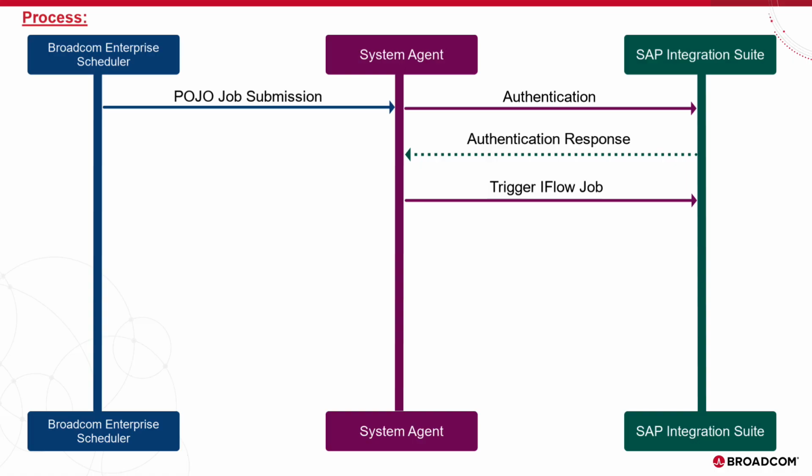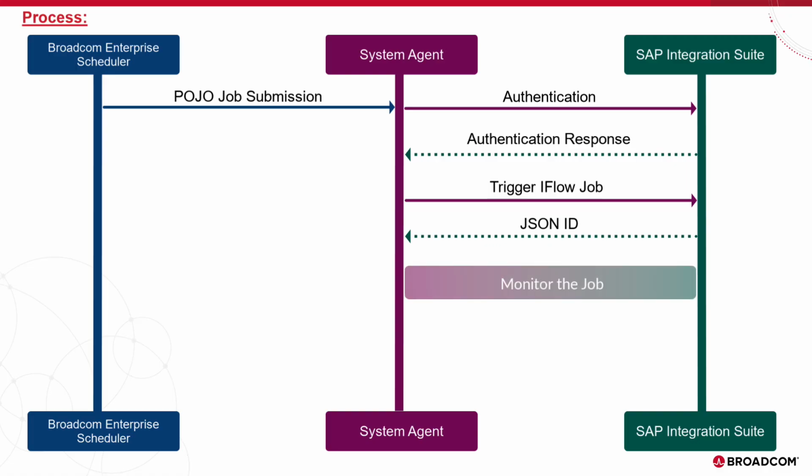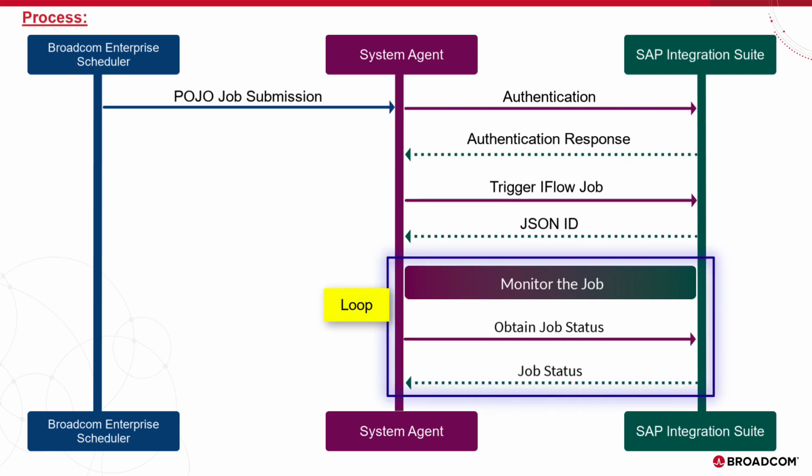SAP Integration Suite identifies the specified integration flow and initiates execution. SAP Integration Suite returns a JSON response containing execution details, including the integration flow execution identifier. Both the SAP Integration Suite and System Agent then monitor the job execution until the integration flow reaches its final state. Once the final state is obtained from SAP Integration Suite, the job status in AutoSys is updated accordingly as either canceled, succeeded, or failed.